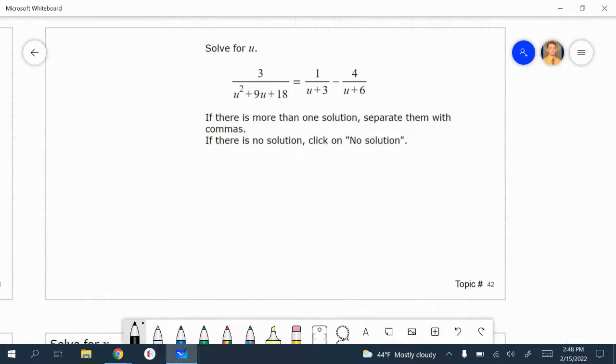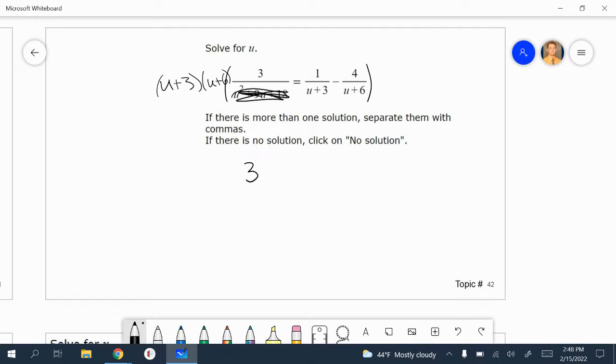Topic number 42. The good thing about topic number 42 is even though we have three different things on the bottom of our fractions, the u plus 3 and the u plus 6, I'm just noticing if I were to factor this, I think we would get u plus 3 and u plus 6. So what we can do is multiply this entire thing by that. I don't know why I was saying x plus 3 and x plus 6. I mean u. So we can multiply this whole thing by u plus 3 and u plus 6. And if we do that, this whole thing gets canceled out because that's what its factors are.